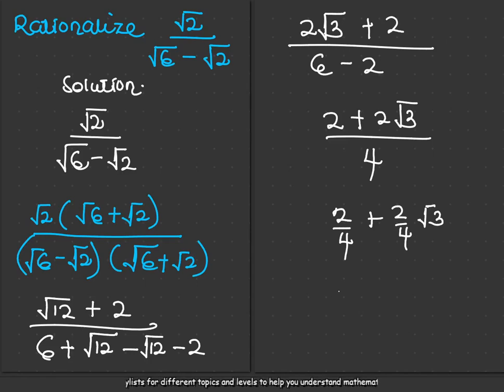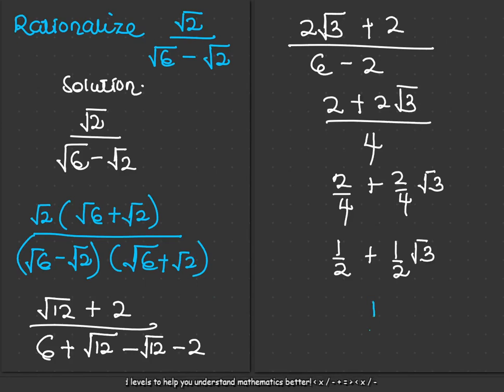All right, which gives us 1 over 2 plus 1 over 2 root 3. Better still, you can write it as 1 plus root 3 all over 2. This still holds, right? So this is how we actually simplify or rationalize fractions with irrational denominators that are binomials.